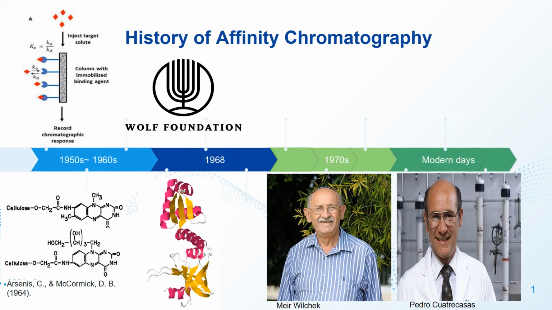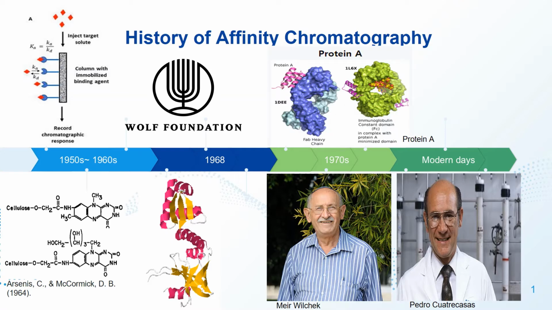In the 1970s, various ligands capable of interacting with several targets were introduced, such as protein A, coenzymes, lectins, nucleic acid, etc. Around the same time, hybridoma technology was also developed to produce monoclonal antibodies, which started the wide use of monoclonal antibodies in biomedical separations.